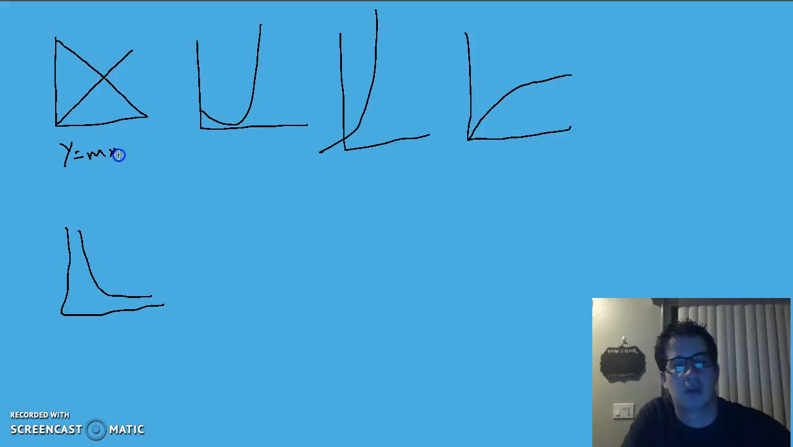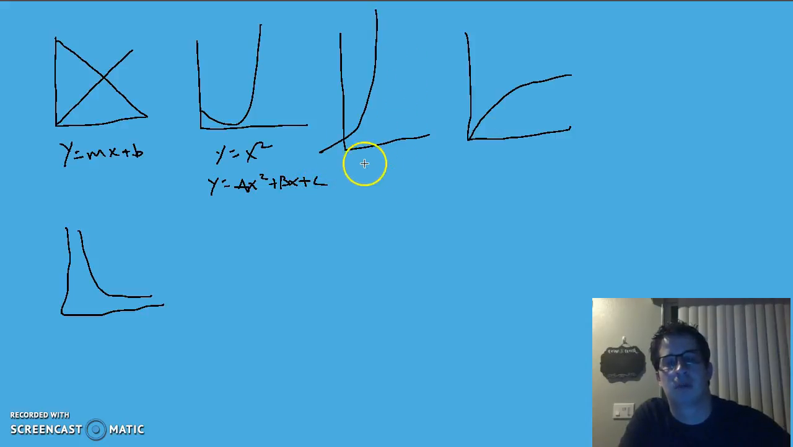Let me go ahead and put the parent functions in there. So this would be like y equals mx plus b. This would be something like y equals x squared. Or this could even be like y equals ax squared plus bx plus c. This would be maybe like y equals 2 to the power of x. Okay. This might be y equals square root of x. This might be then y equals 1 over x.